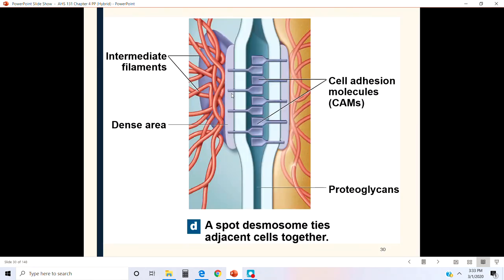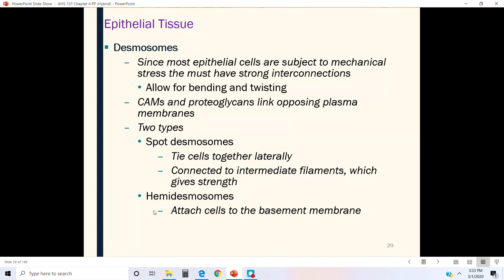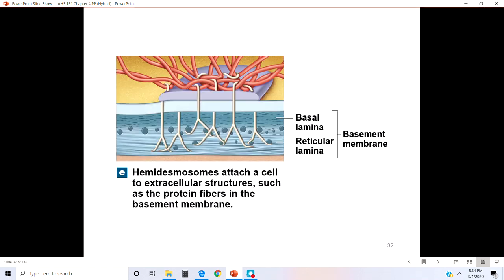Okay, let's go back to the notes. So hemidesmosomes, they don't connect cells side to side. Instead, they're going to connect the cell down to the basement membrane. So the main thing you want to know is they attach the cells to the basement membrane. These are called hemidesmosomes. Hemi means half. We're only going to see the top part of it at the base of the cell. Let me see if I have a picture for you.